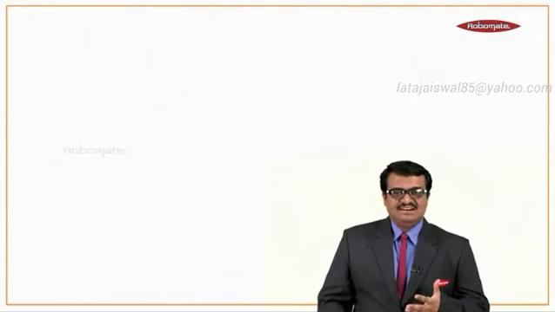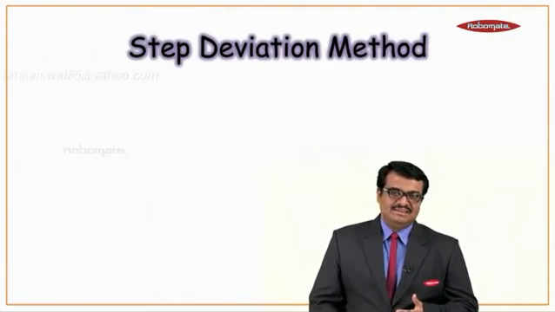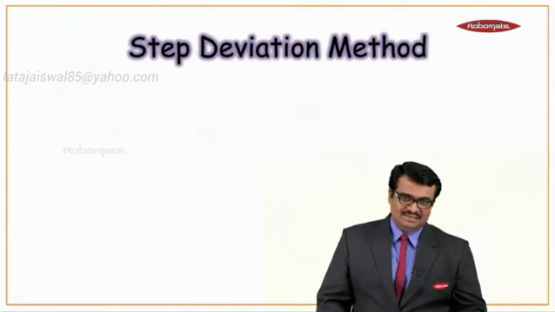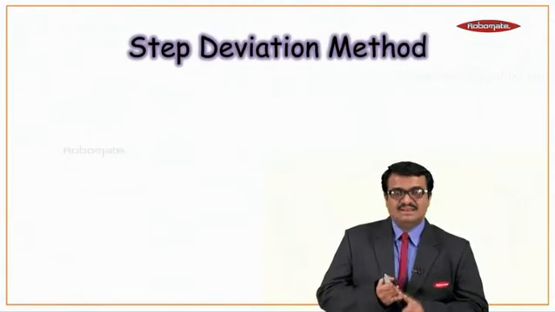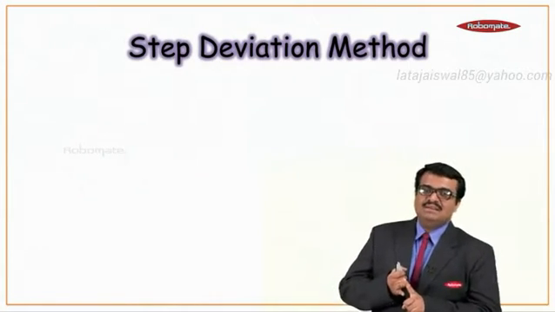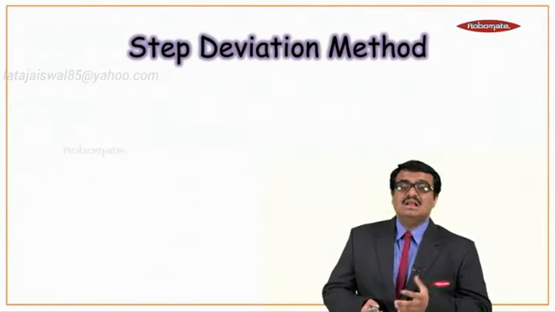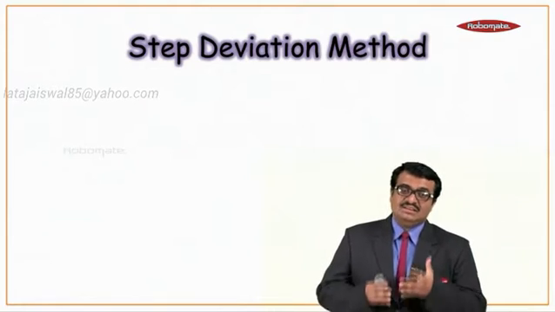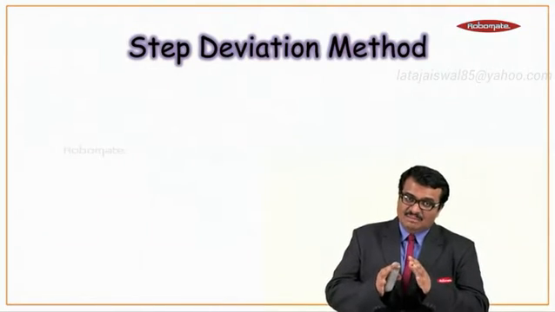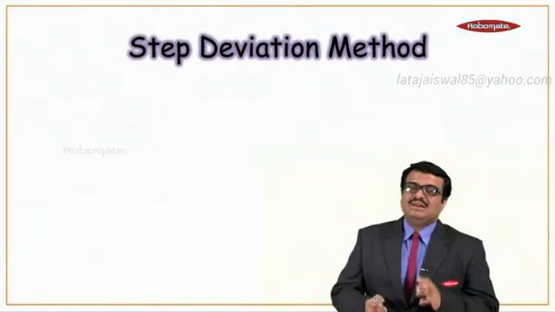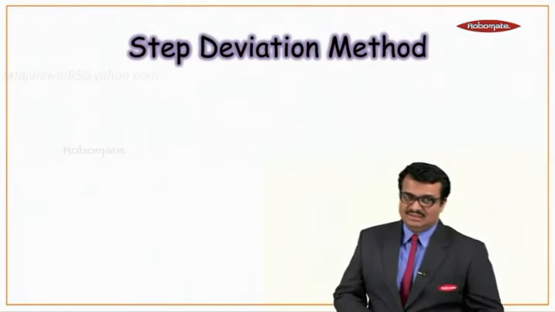We will learn the next method to calculate mean, and the name of the method is called step deviation method. Okay, the first method was direct method, the second method is assumed mean method, and the third method is called step deviation method. This is also very simple. Now, when to use this step deviation method? You will use this when your data becomes a little bigger. Okay, bigger numbers you have, you can use this method, right?